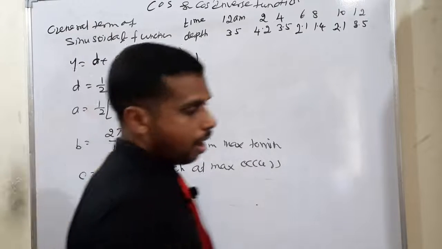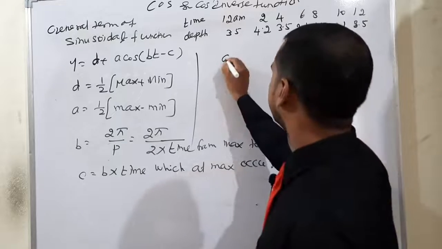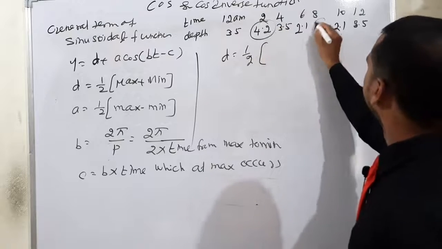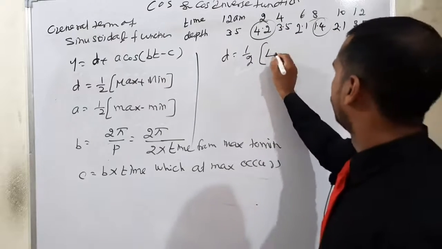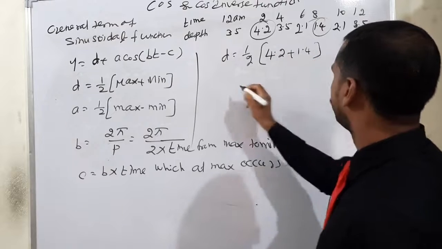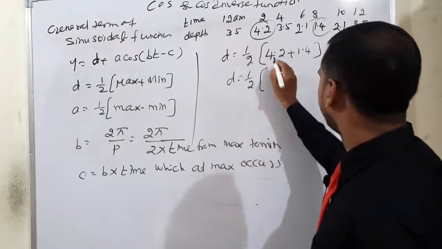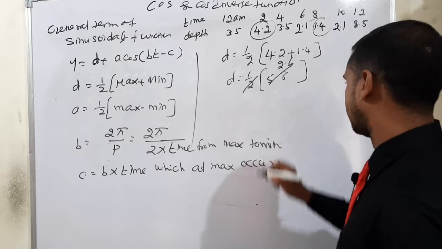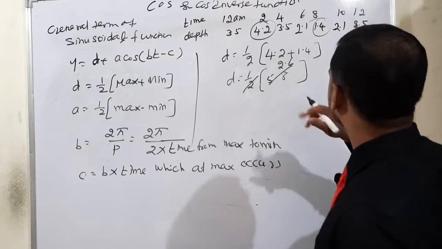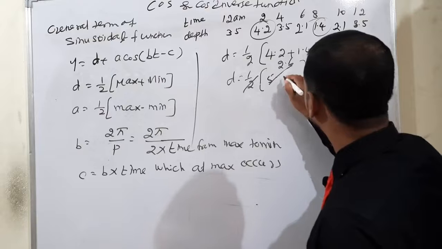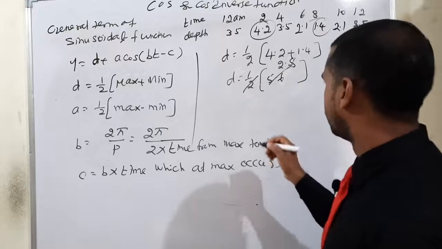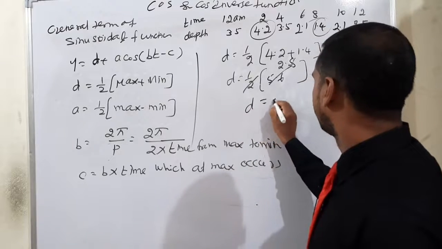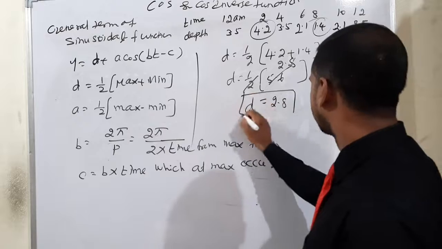D means half of maximum plus minimum. So D is equal to half of maximum, 4.2, and minimum, 1.4. So 4.2 plus 1.4, D is equal to half of 5.8. Sorry, my dear, 5.6 will come. Half of 5.6 is 2.8, because 28 plus 28 is equal to 56. Therefore the D value is 2.8. This is called D.